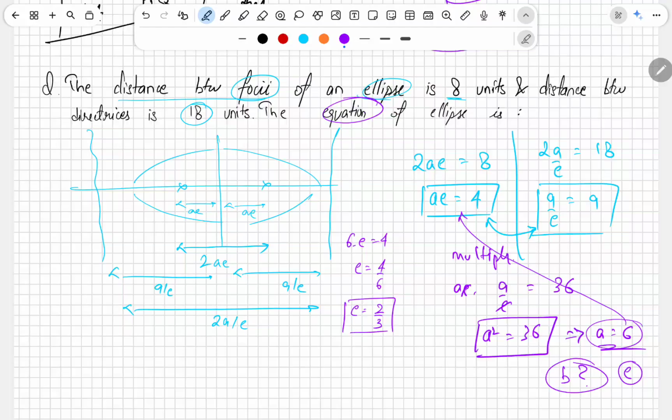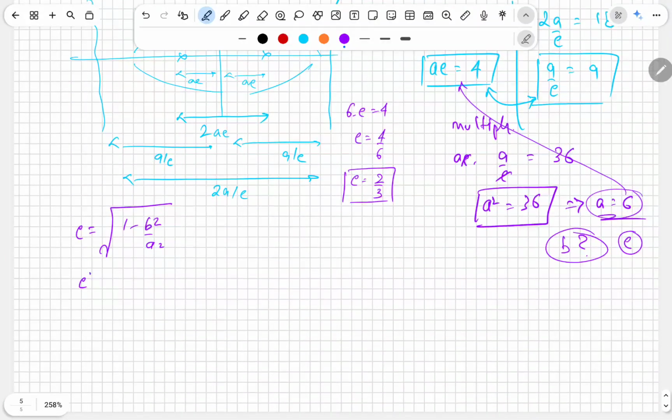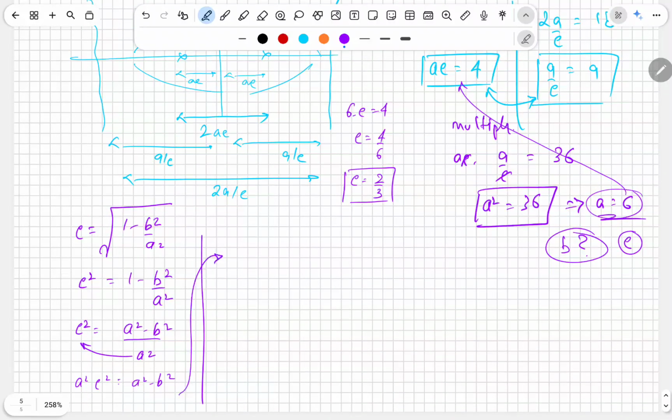We have eccentricity. Now we'll use this formula: e is under root 1 minus b square by a square. On squaring both sides, I'll get e square equals 1 minus b square by a square. Taking LCM, e square equals a square minus b square upon a square. Taking this over here, I'll get a square e square equals a square minus b square.